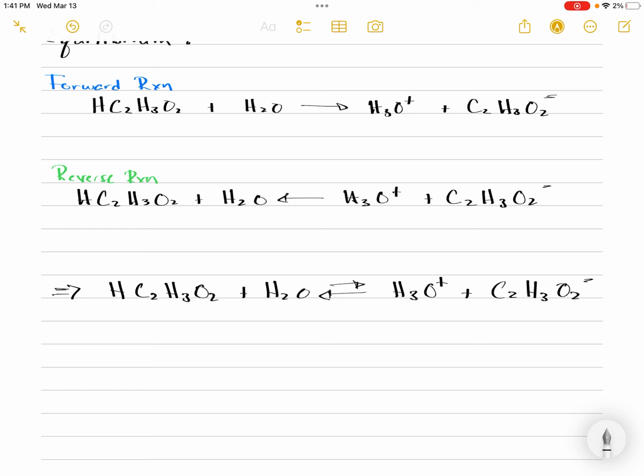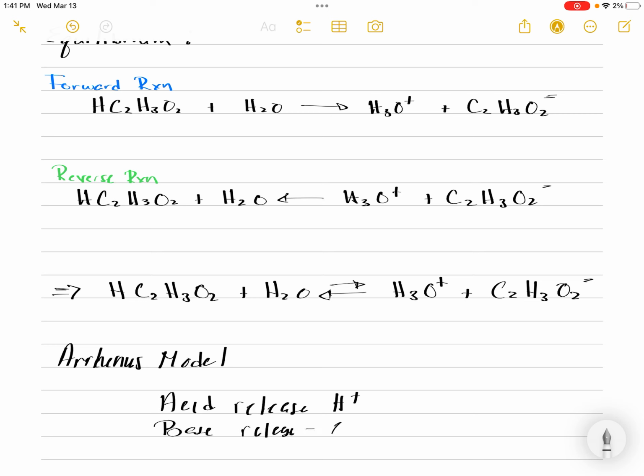But the basic definition that we're going to take away today is the Arrhenius model of acids and bases. The Arrhenius model states that acids release hydrogen ions and bases release hydroxide ions. Okay, this is going to be the first definition that we have of acids and bases. We're going to cover two others in the days to come.